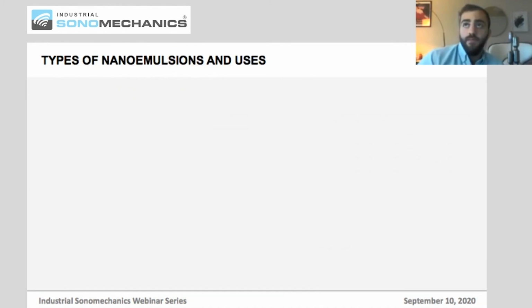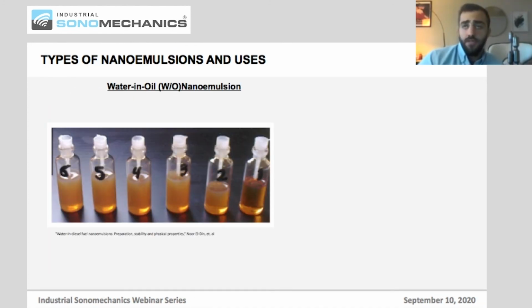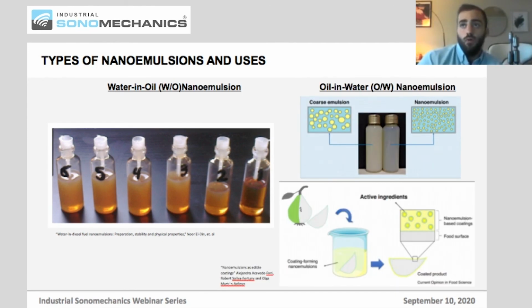Now, it should be noted that there are different types of nanoemulsions. Nanoemulsions can exist both as water and oil nanoemulsions and oil and water nanoemulsions. The latter is much more common, and the difference between the two is which phase is dispersed. In water and oil nanoemulsions, water is dispersed within an oil, and in oil and water, it's the opposite, where oil is dispersed as droplets in water.